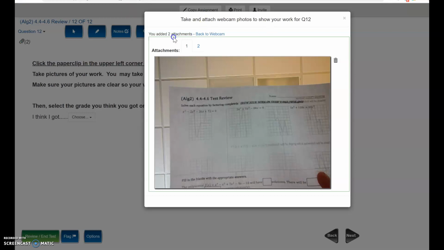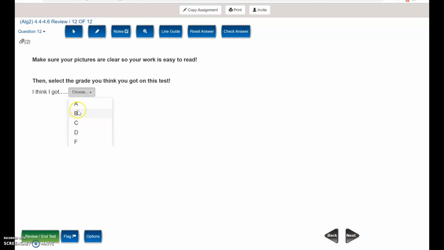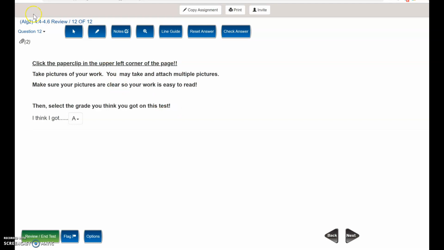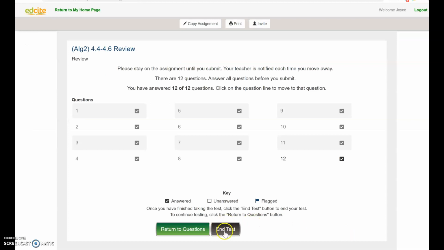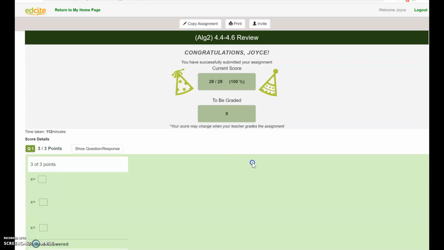The thing is, once you're done attaching your pictures, it's not really super obvious what to do next. You need to just click this little X to close the window. And now up in the upper left corner, it shows that there are 2 attachments. So however many pictures you took and attached, it should show how many pictures there. Then select the grade you think you got on this test. I think I got an A. This is a way for you to turn in your work and tell me how you think you did on the test. That will help me out a lot as I go to look at your partial credit at your work. Once you're done with that, you click End Test. All right. Let me know if you have any questions.